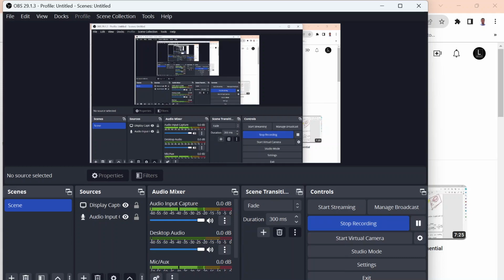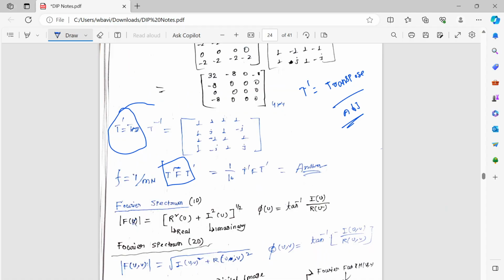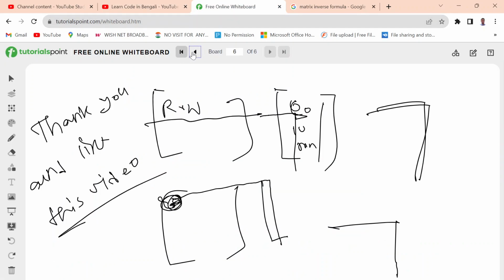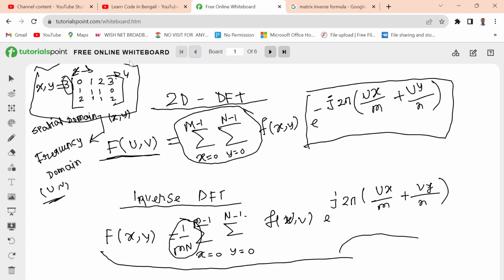So in the previous video, we have already discussed the DFT and IDFT. So let me discuss the 2D DFT and 2D IDFT. Come here at the very beginning. So you can get the 2D DFT. This is the 2D DFT here, and this is the formula.